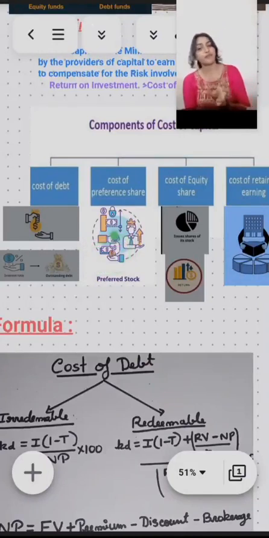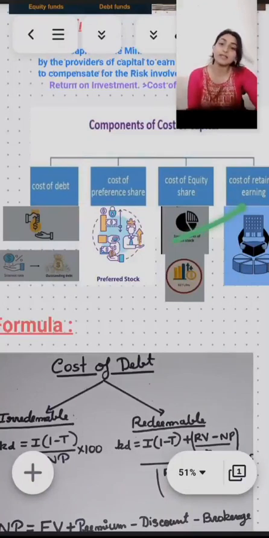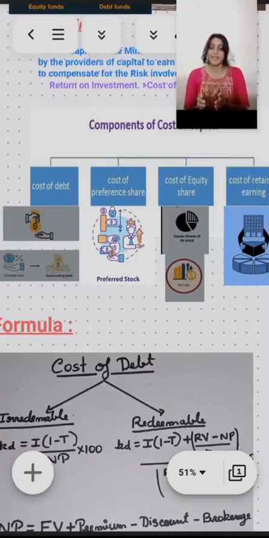Preference shareholders are always in priority to the equity shareholders. Cost of equity is nothing but issuing the shares of the company's stocks, whereas in return they will be compensated for the risk they have taken in the form of dividends. Cost of retained earnings is the portion of the company's profit that is retained or reinvested in the business rather than being distributed to the shareholders as a dividend. Instead of distributing it as a dividend, the company has reinvested it or retained it in the business.